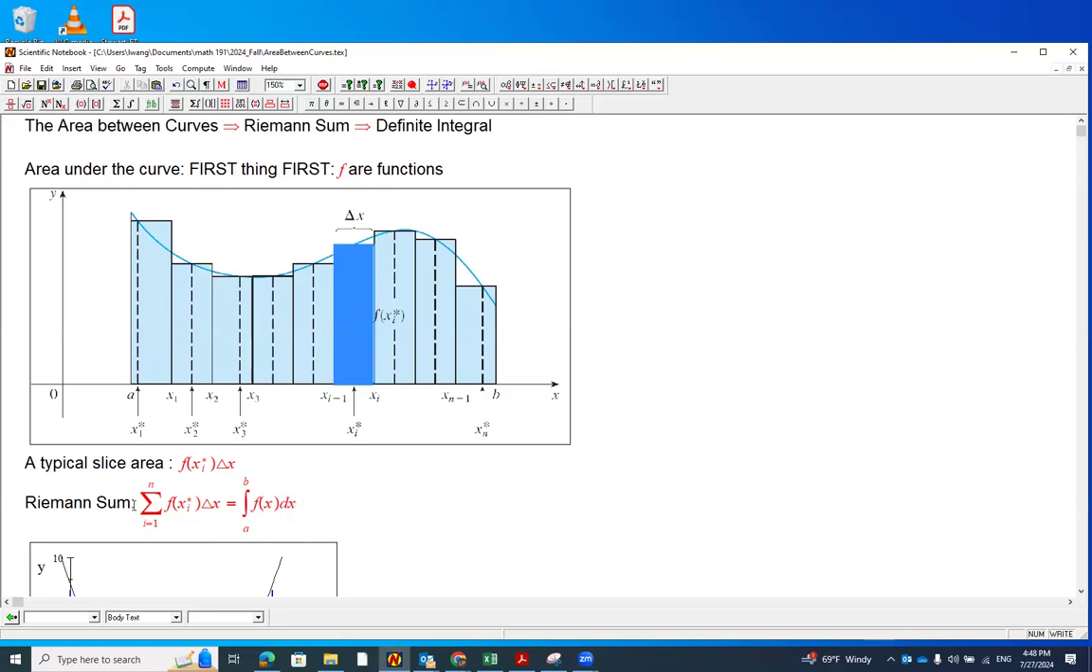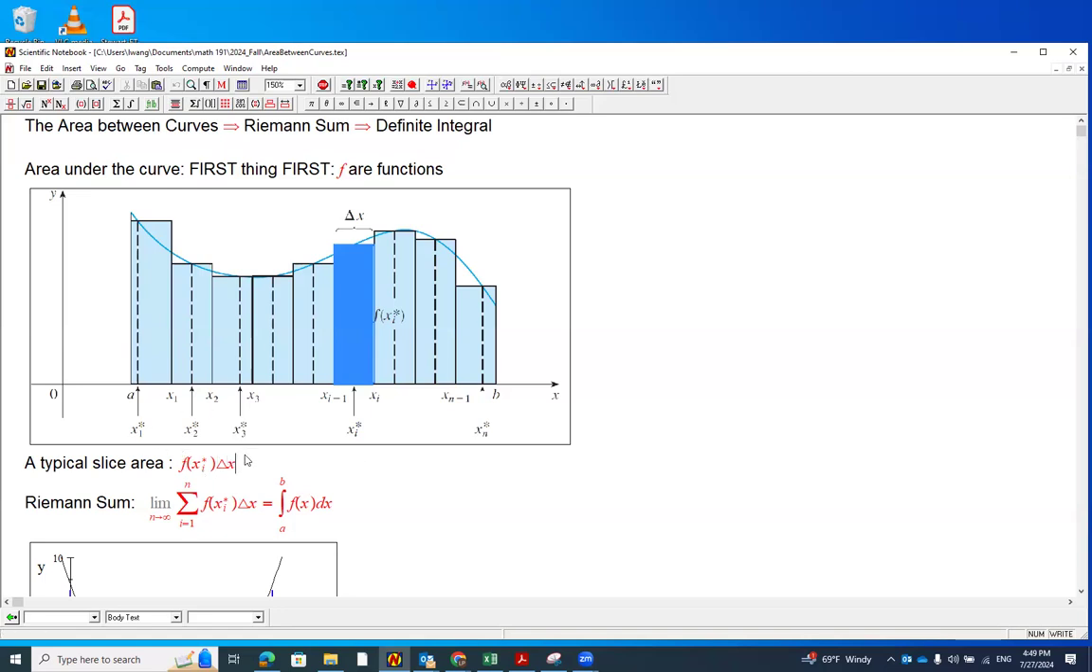Here we should insert a limit notation: limit as n approaches infinity, or delta x approaches 0. Either way, we get this integration. So it's very important to identify the typical slice area.